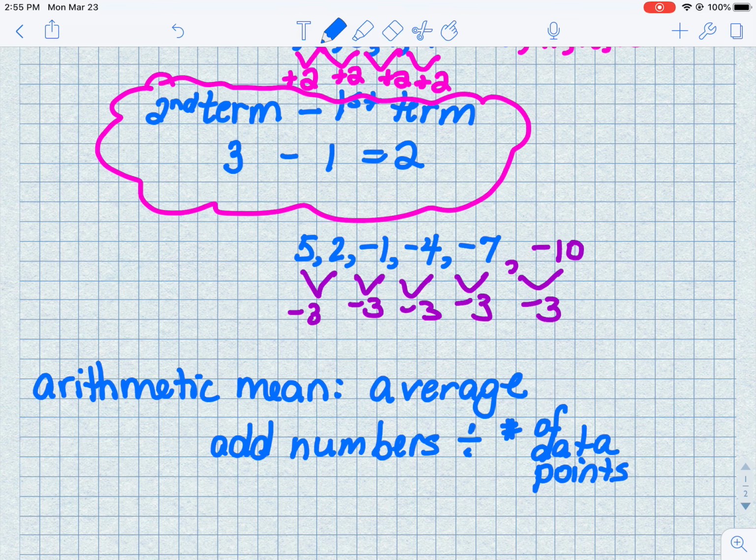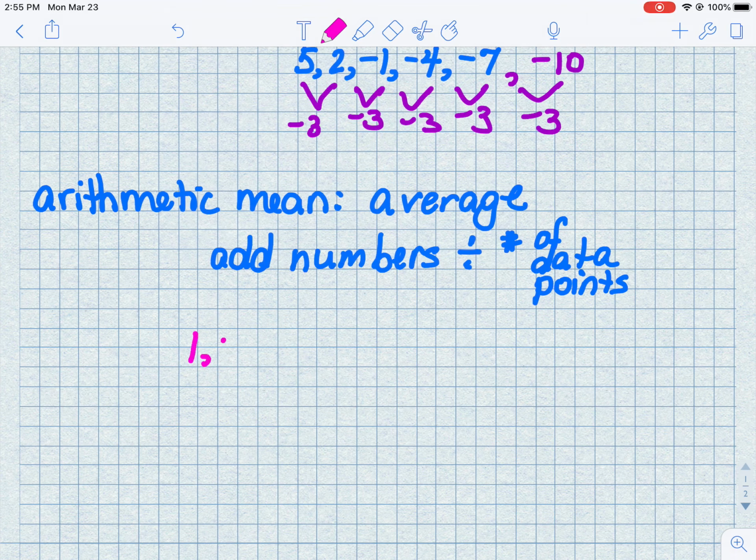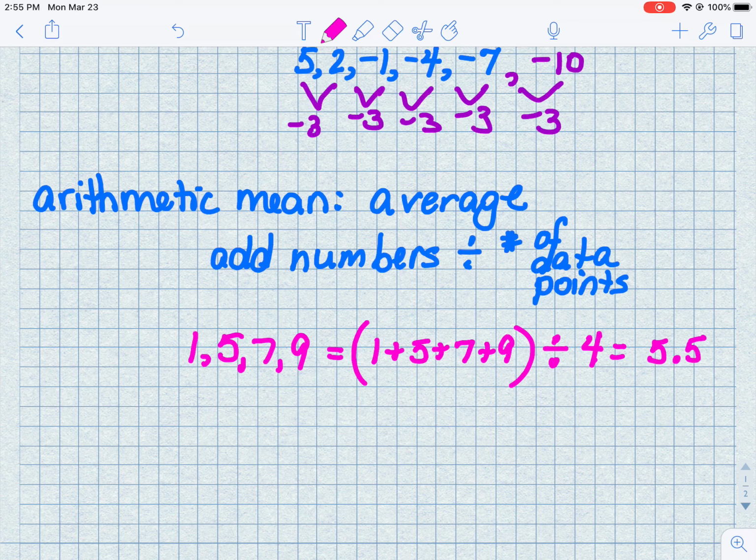So for example, let's do one. We'll do 1, 5, 7, and 9. And I asked you what the average, or the arithmetic mean, is. If I don't say geometric mean, then we're talking arithmetic mean. We would have to define geometric mean. So 1 plus 5 plus 7 plus 9. We add those all up first, and then we divide by how many numbers there are. In this case, there are 4 numbers. And you get 5.5. So the average of 1, 5, 7, and 9 is 5.5.